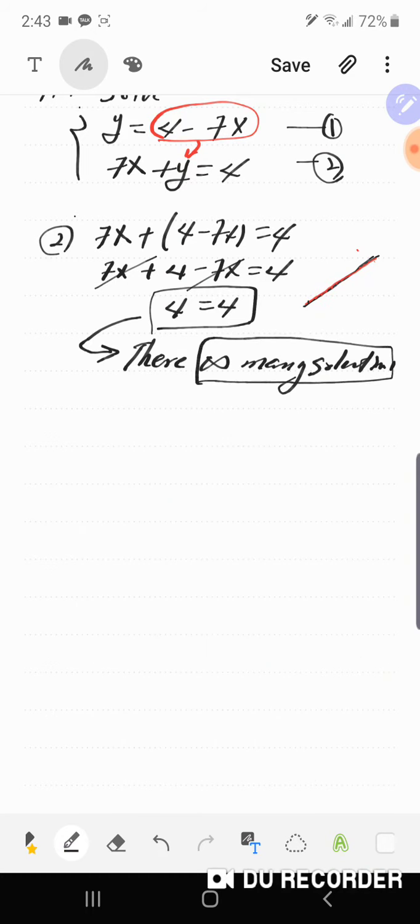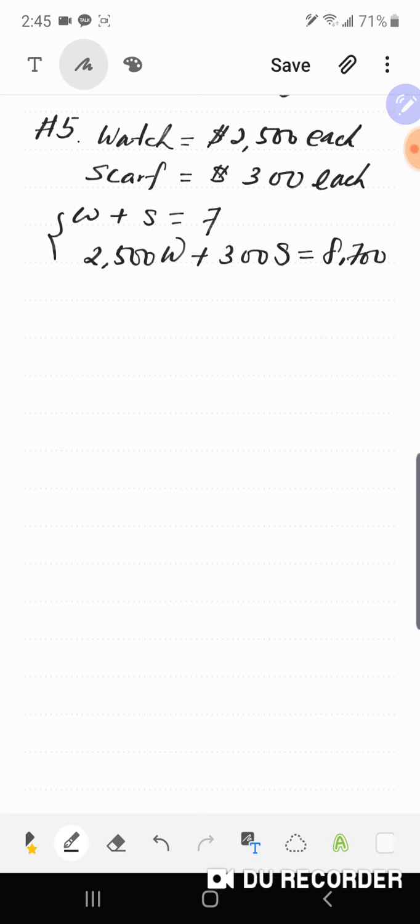For number 5, this is a word problem. The price of the watch is $2,500, and a scarf is $300. So a customer bought 7 items total, including both watches and scarves. So the number of watches plus the number of scarves is 7. And the total cost he spent to buy these two items is $8,700.